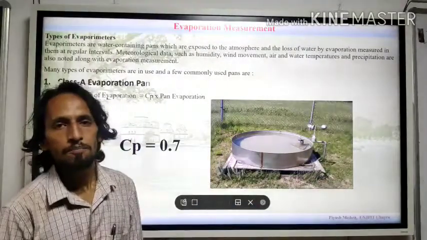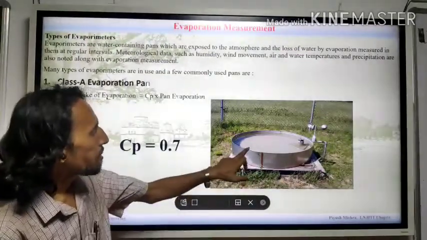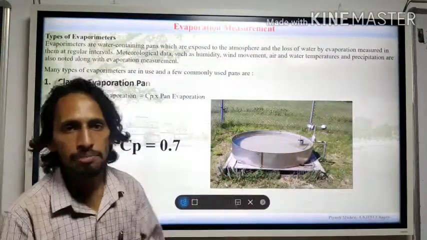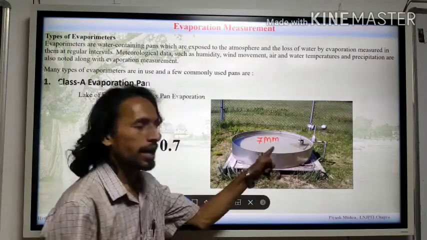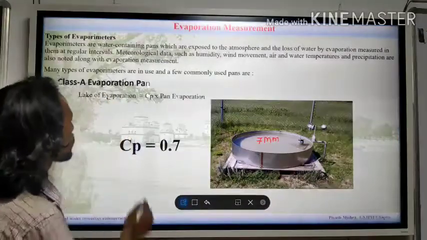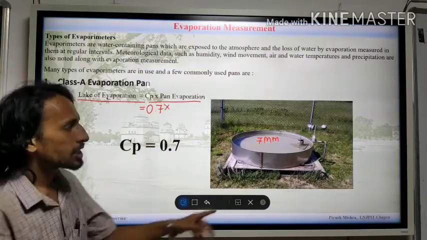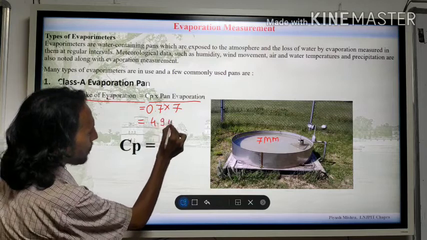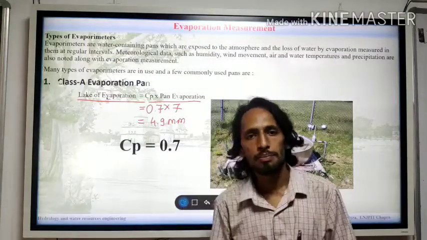कि एक पैन में आप पानी भरिए, ओके, पानी भरने के बाद इसको लेक के बगल में रख दीजिए, ओके। सपोज दिन भर में अगर आपने ऑब्जर्व किया कि यहाँ पे 7 mm इवापोरेशन हो गया इस पैन में, तो आपको कैलकुलेट करना है कि लेक में कितना इवापोरेशन हुआ। तो ये आपका फॉर्मूला है कि इस Cp का मल्टीप्लाई कर दीजिए आप इससे, जितना इवापोरेशन पैन में हो रहा है। पैन में कितना हो रहा था 7 mm, ये कितना हो गया आपका 4.9 mm, ओके। तो आप बोलेंगे कि आपके लेक में इवापोरेशन कितना हो रहा है 4.9 mm, ओके। टेक्निक क्या है?